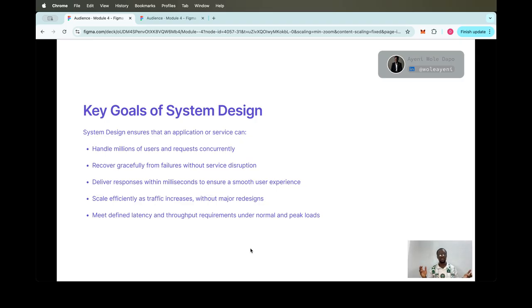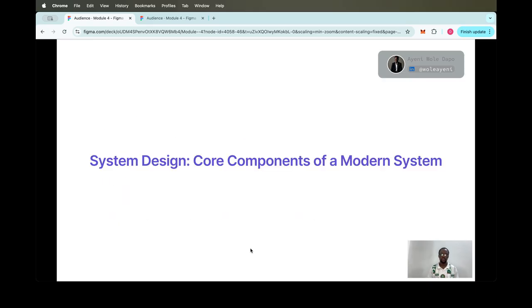At the end of the day, what system design does is help you find a way of ensuring you have a system that is fast and also reduces database load. Now we'll be discussing the core components of modern system design.